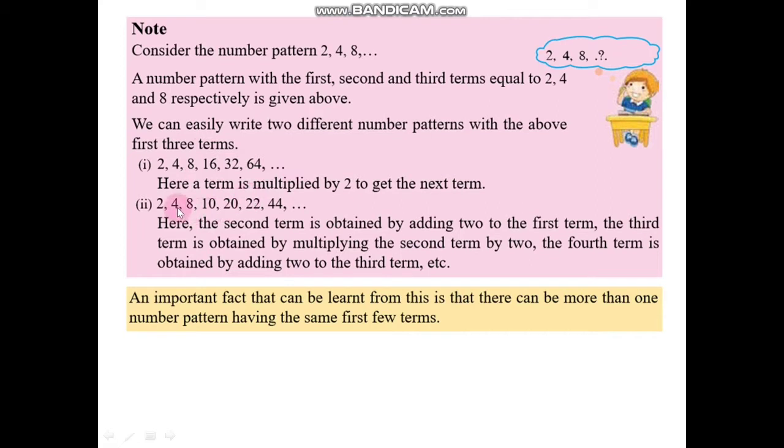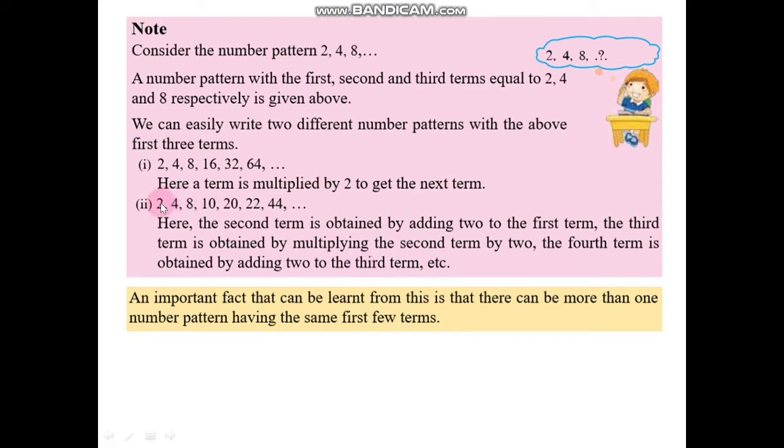Let's see the next one. They have 2, 4, 8, 10, 20, 22, 44. How has this number pattern come? Here the second term is obtained by adding 2 to the first term. The third term is obtained by multiplying the second term by 2. The fourth term is obtained by adding 2 to the third term, etc.